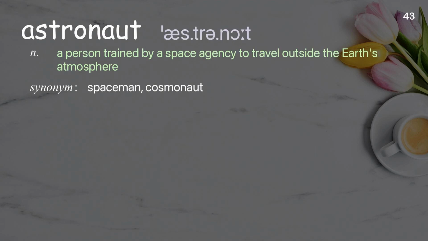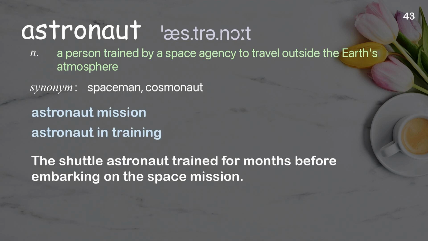Astronaut. A person trained by a space agency to travel outside the Earth's atmosphere. Examples: Astronaut mission. Astronaut in training. The shuttle astronaut trained for months before embarking on the space mission.